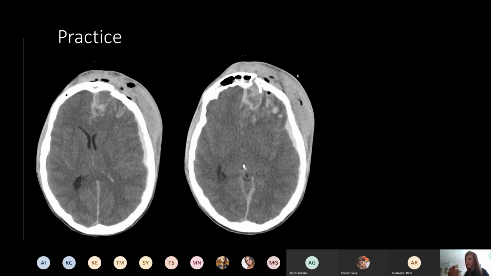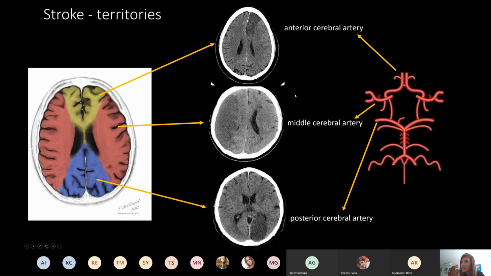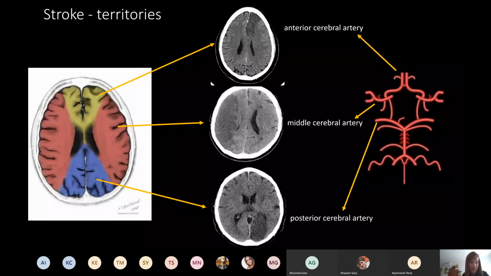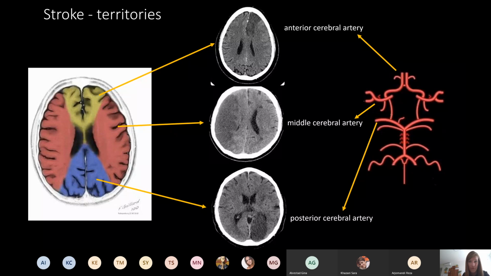Okay, next one. So we're going to talk about stroke. Just give me one second because I want to check if I could download the attendance list correctly. Oh yeah, I downloaded it like 12 times. Okay, cool.